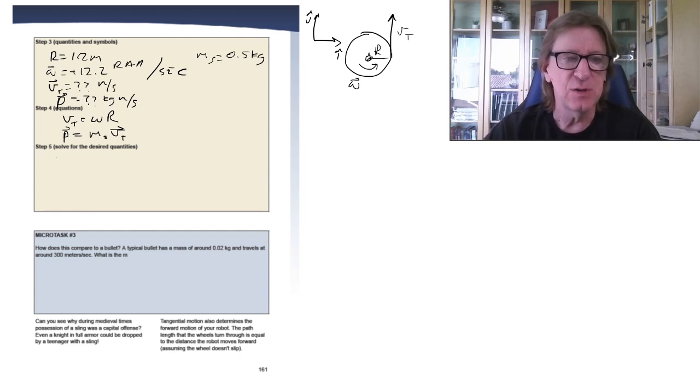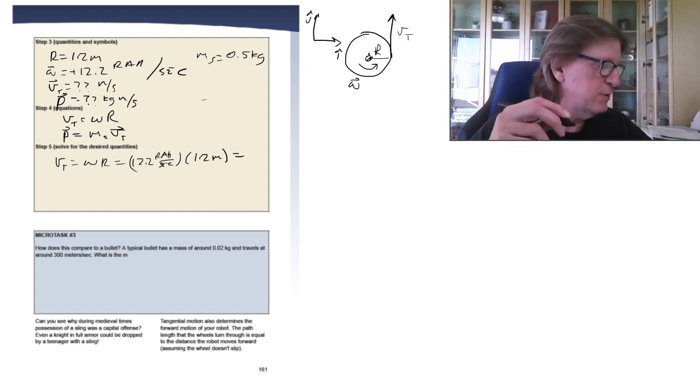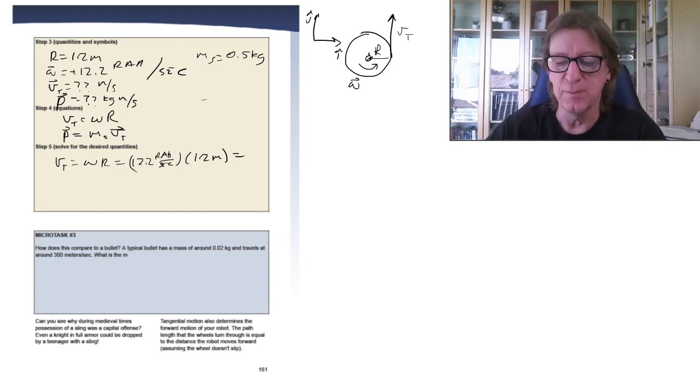All right, so solving it then, v_T equals omega R, looking at my notes here, is going to be 12.2 radians per second. Notice it's a scalar magnitude, so there's no concept of positive or negative. And then times 1.2 meters. All right, pick up your calculators. Let's work it out.